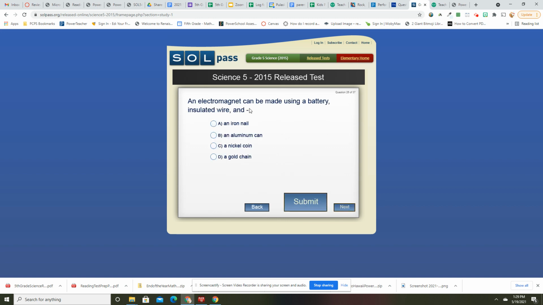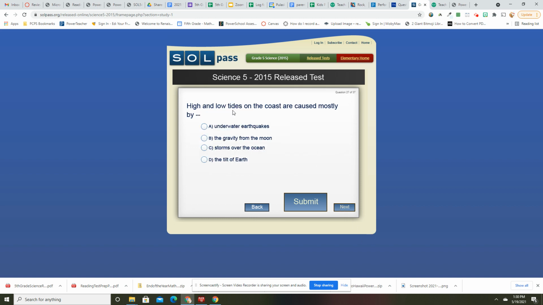An electromagnet can be used by making a battery with an insulated wire and an iron nail. High and low tides on the coast are caused by the gravity from the moon, the gravitational pull.